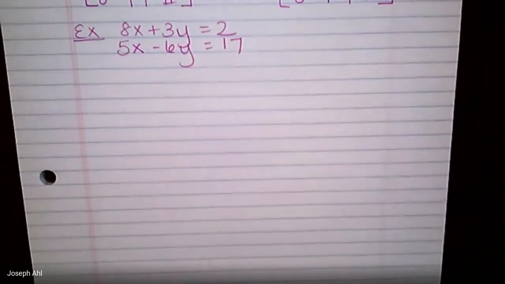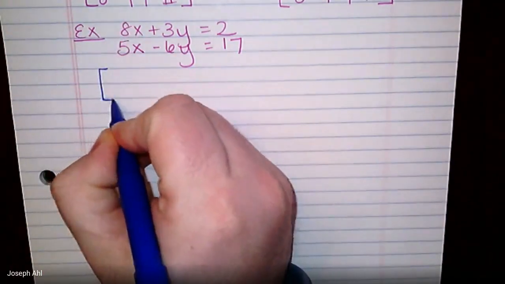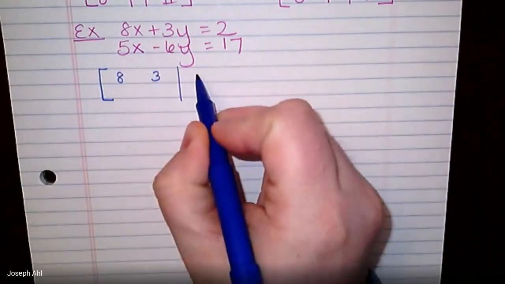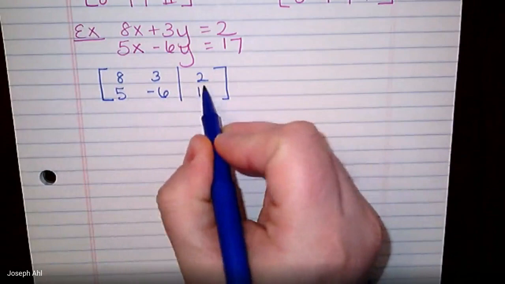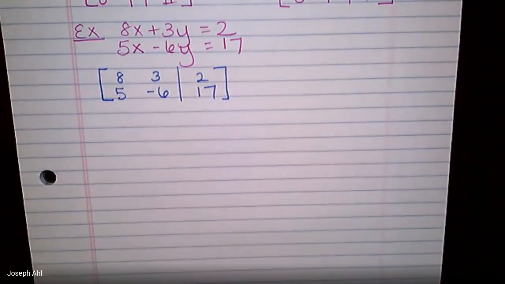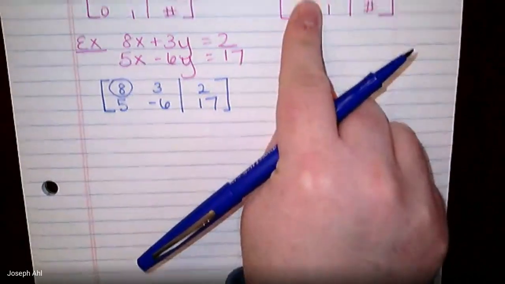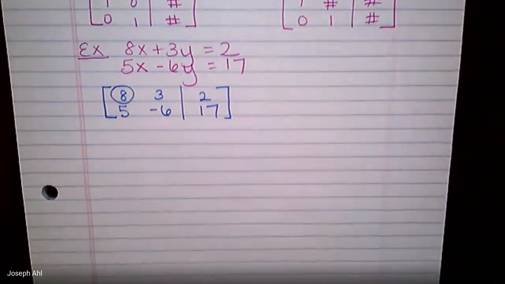All right, so this example right here says 8x plus 3y equals 2, 5x minus 6y equals 17. So if I write the augmented matrix, first row would be 8, 3, 2. Second row is 5, negative 6, and 17. And the first thing I still have to do, even though our goal today is REF, is make that a 1.